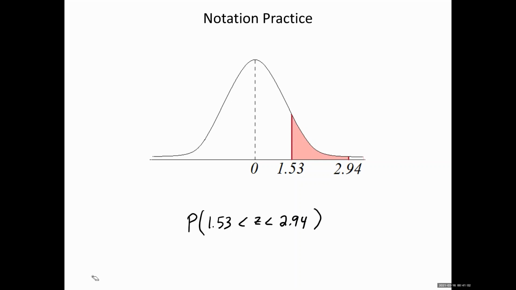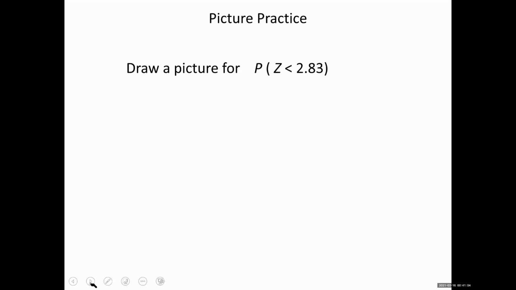Now we're going to go the opposite way. Now I'm going to give you the notation and you're going to draw the picture. Draw a picture for this probability. So there's a probability, so when I draw a picture, I'm going to draw an area of something. Because it says Z, I have to draw a standard normal distribution.